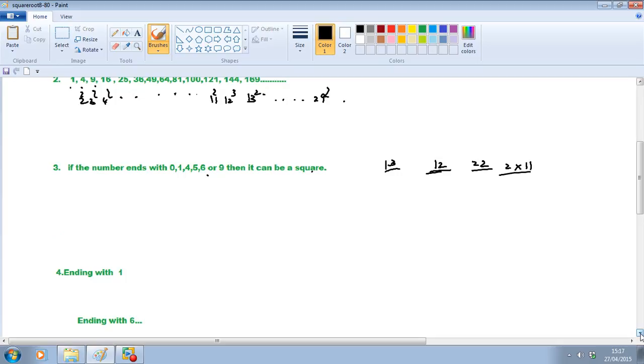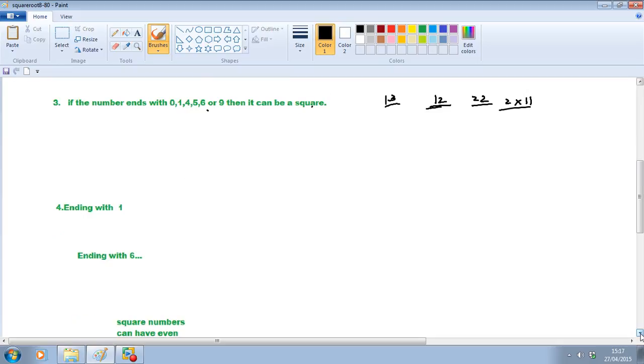The next: ending with 1, and ending with 6. If you multiply 1 by 1, it's 1. For example, 121. So for a square, the last digit of the root has to be 1. Then only this can be 1. If it is 2, can it be 1? No. 3, can it be 1? No. 4 into 4, 5 into 5, 6 into 6, 7 into 7 is 49, 8 into 8.